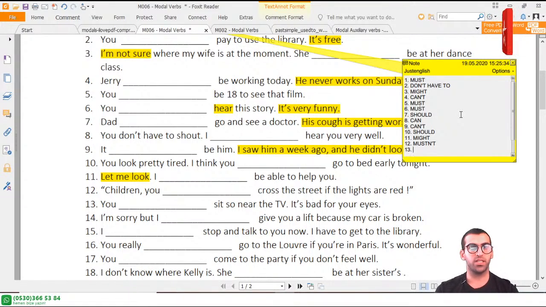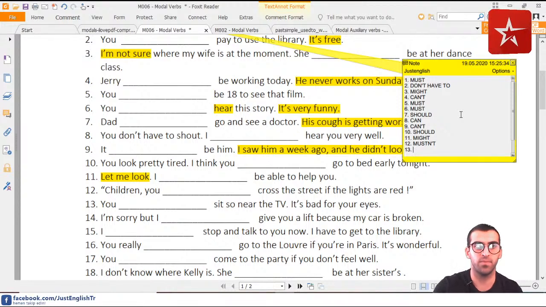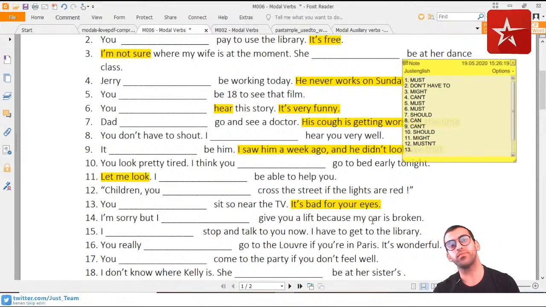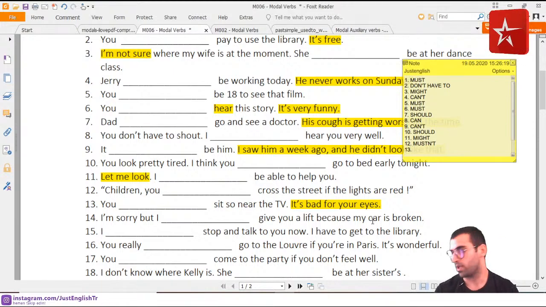And number 13, you blah blah blah sit so near the TV. It is bad for your eyes. So I advise you, I recommend you not to do something. Number 13.